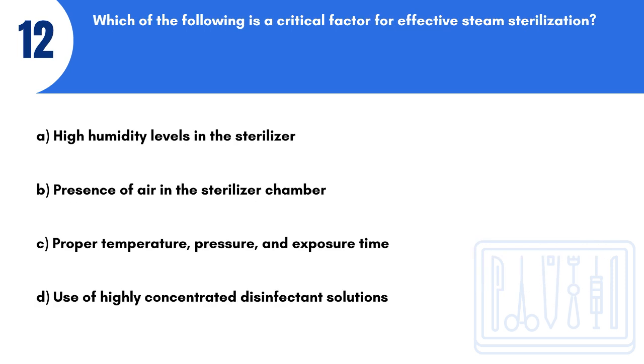Question 12. Which of the following is a critical factor for effective steam sterilization? A. High humidity levels in the sterilizer. B. Presence of air in the sterilizer chamber. C. Proper temperature, pressure, and exposure time. D. Use of highly concentrated disinfectant solutions.